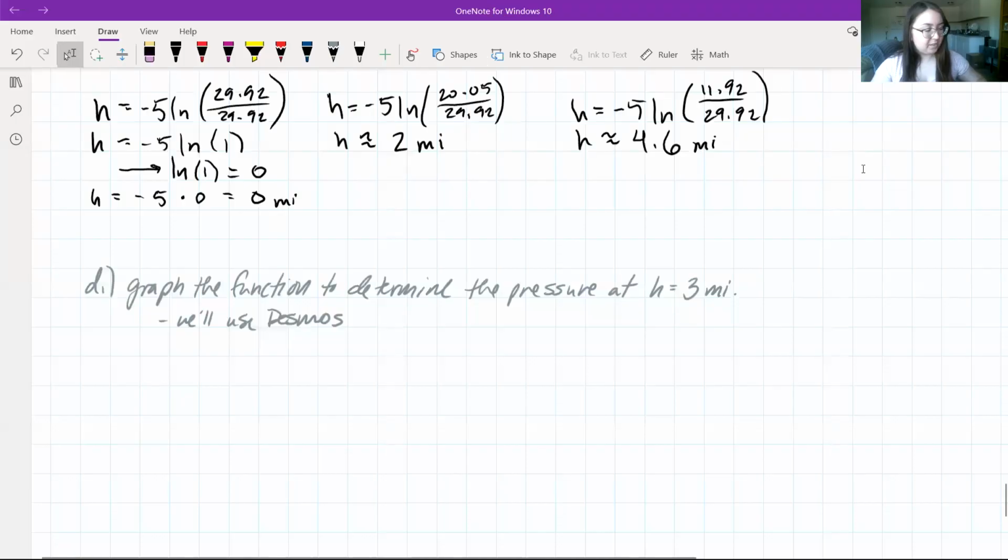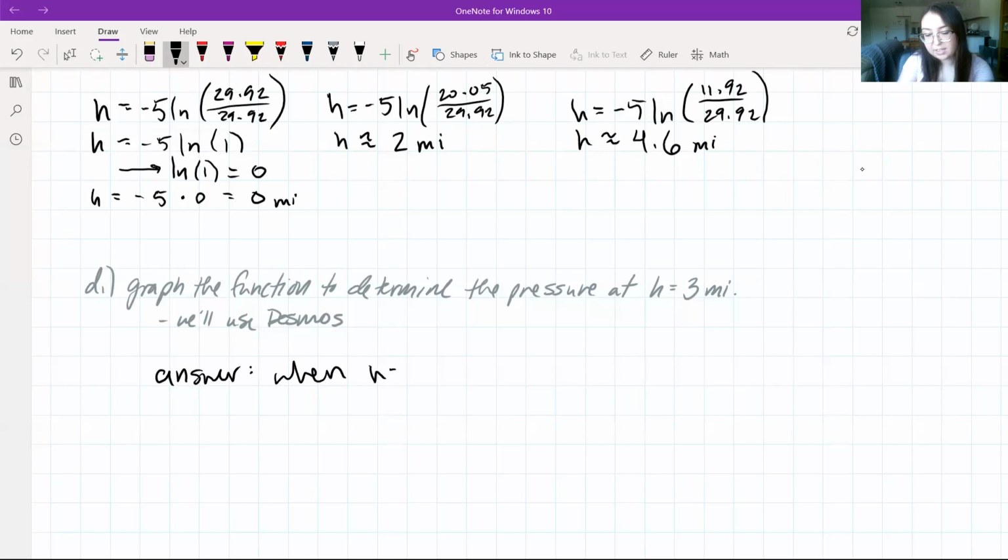All right, so we used Desmos to find our answer here: when our height is 3 miles above sea level, our pressure will equal 16.42 inches.